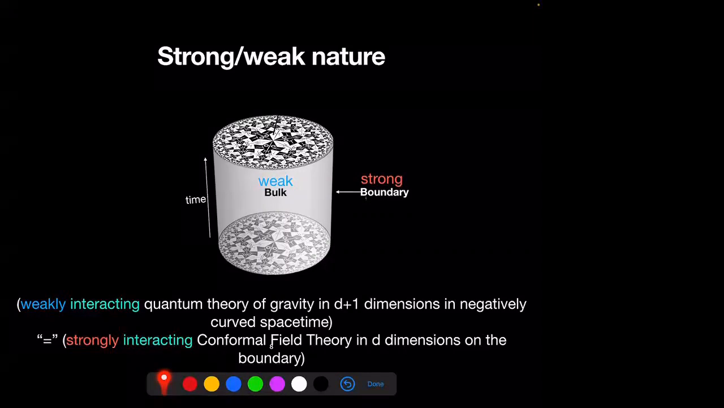So one of the dictionary elements is that the generating function of correlation functions or moments in this conformal field theory is equal to the gravitational path integral with appropriate boundary conditions. And I have in mind a weakly coupled gravitational theory where we can do a perturbative gravitational path integral and use that to compute observables.